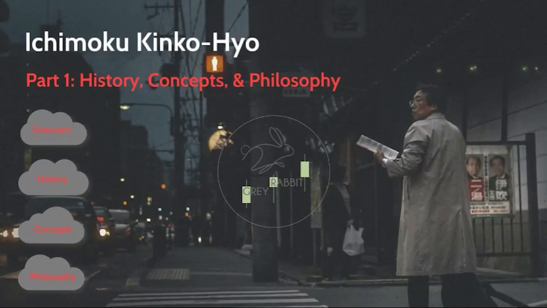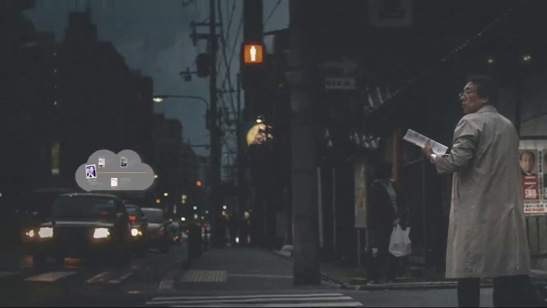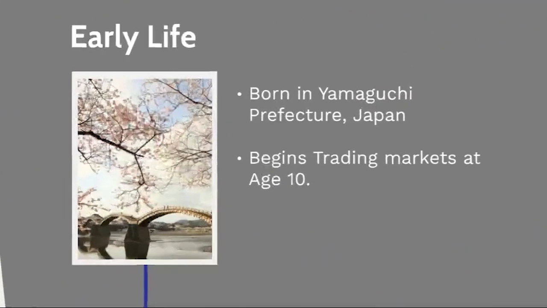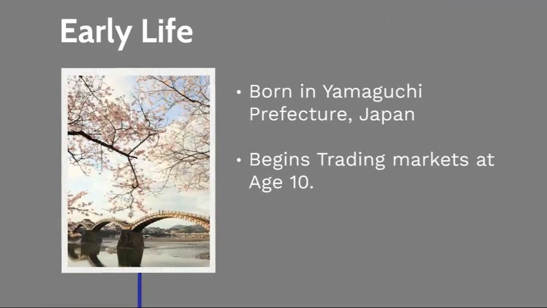Now let's take a look at the history of the Ichimoku system. Born in 1898, Goichi Hosoda is the inventor of the Ichimoku system. He was born in the Yamaguchi Prefecture in Japan, and rumor has it that he began trading the markets at around the age of 10.